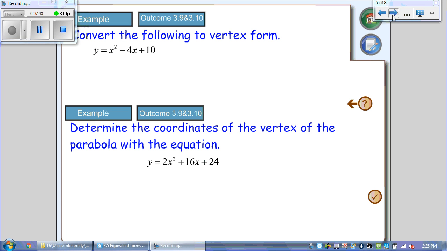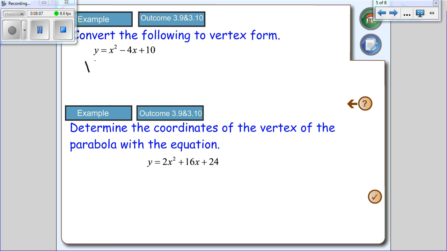So, is this a perfect square trinomial? No. That's not a perfect square trinomial. We couldn't factor it using the same number twice. So what we need to do is complete the square. We're going to go step by step. You move the 10 to the other side. So it becomes y minus 10 is equal to x squared minus 4x.